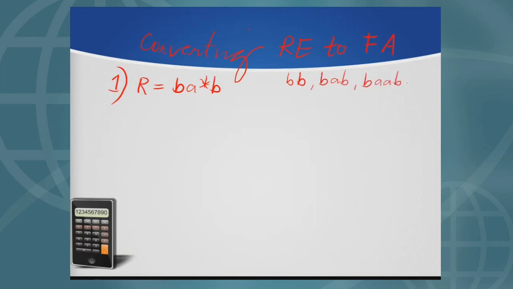Converting RE to FA. Number 1: given regular expression R, given by B A star B. How do you make the diagram? What does this mean when I expand it? It means you have first BB, then B A B, then B A A B, then B A A A B, and so on and so forth.